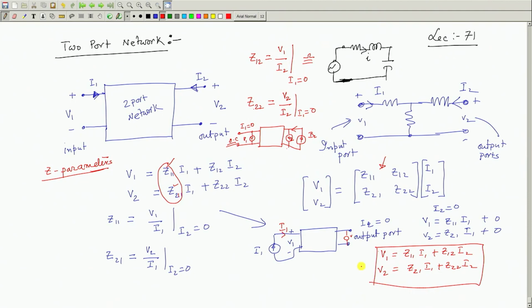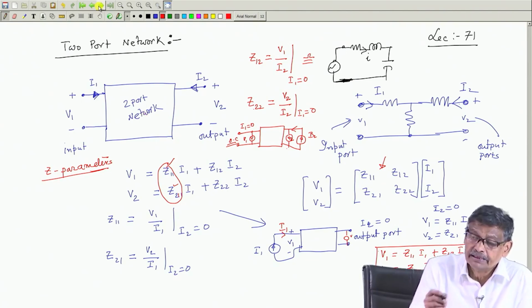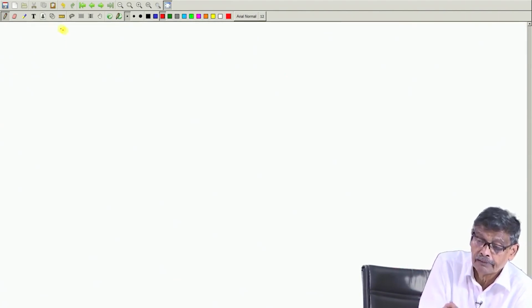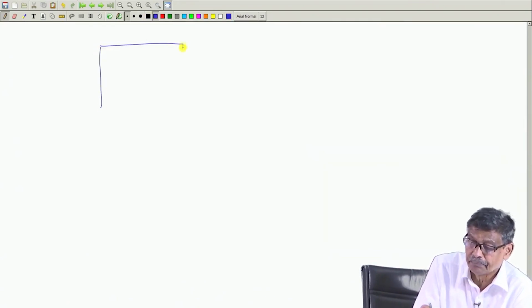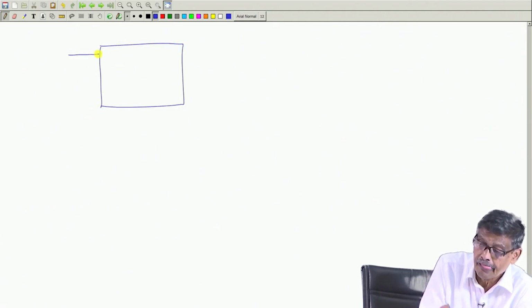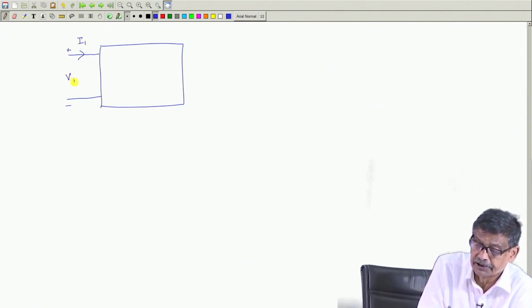Okay. Now, there is another way, there is no restriction. Somebody says that I want to express this two-port network differently. The two-port network remains the same network. And as I told you, I will always express the terminal voltage and current with this polarity.